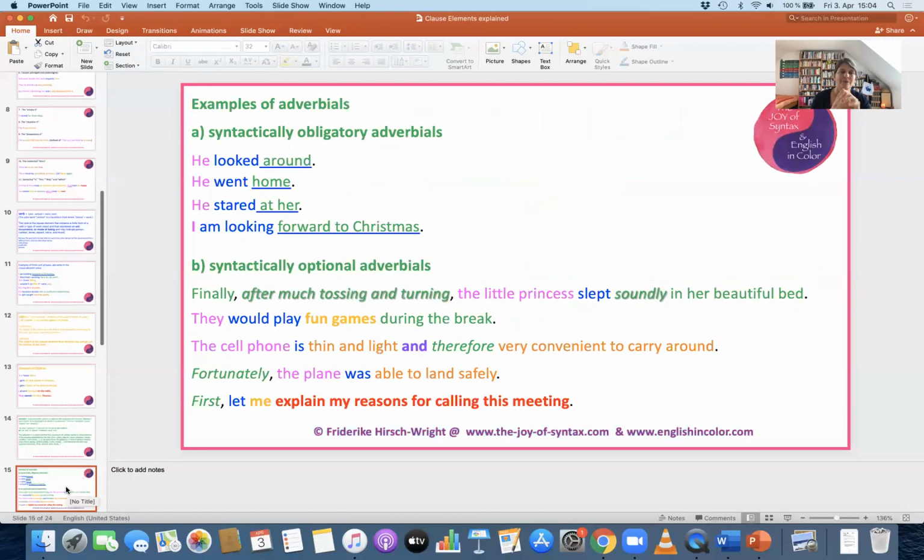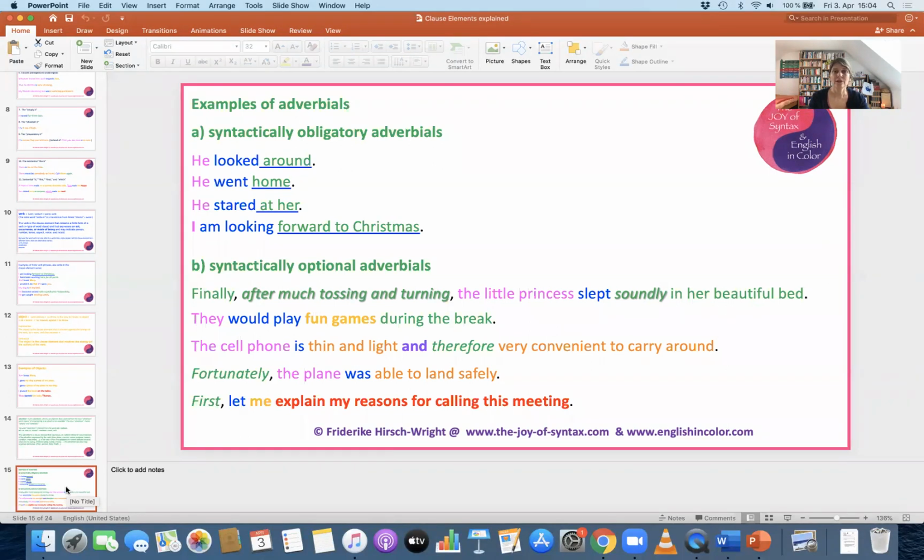Here are examples. There are two main groups of adverbs. In group one, we find so-called obligatory adverbials. Those are adverbials that are needed by a verb to complete its meaning. For instance, he looked around. We can't simply say he looked. We need an adverbial of some sort, either an adverb as adverbial or a prepositional phrase as adverbial. He looked at her. He looked at the wall. He looked around. He went home.